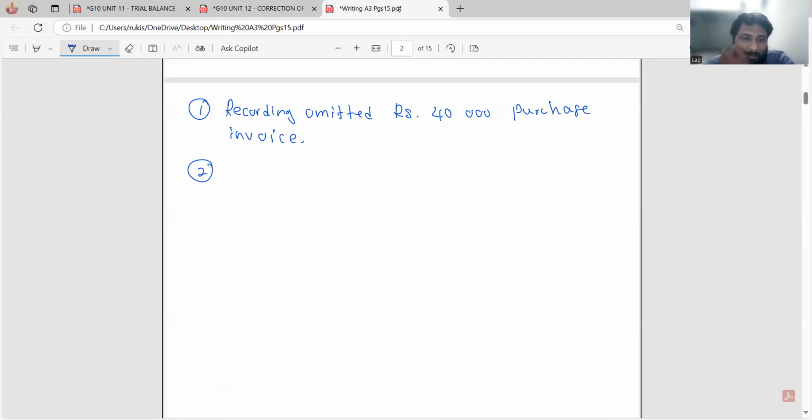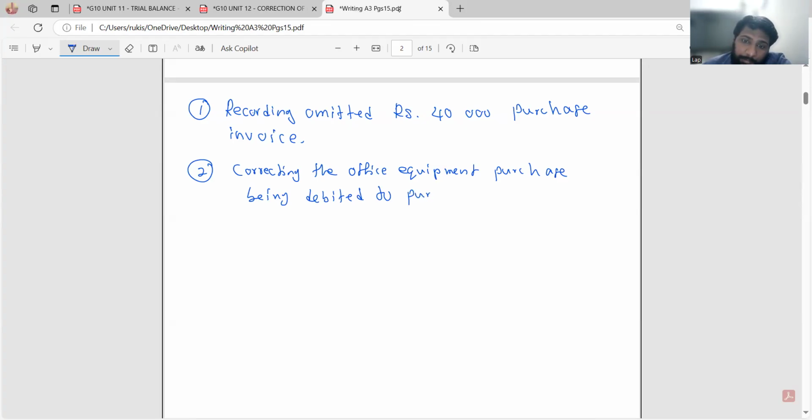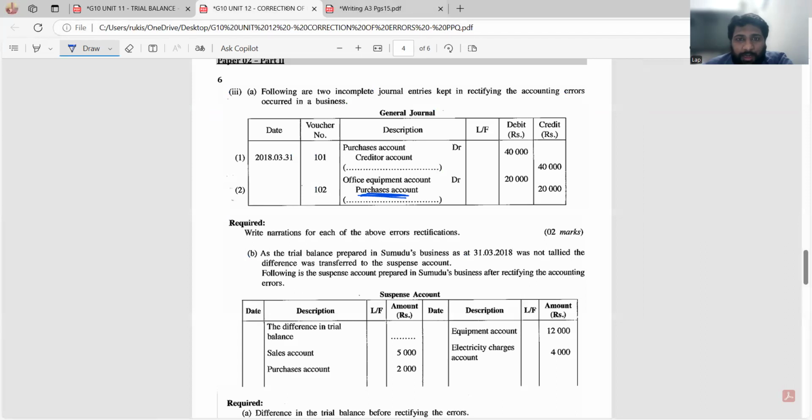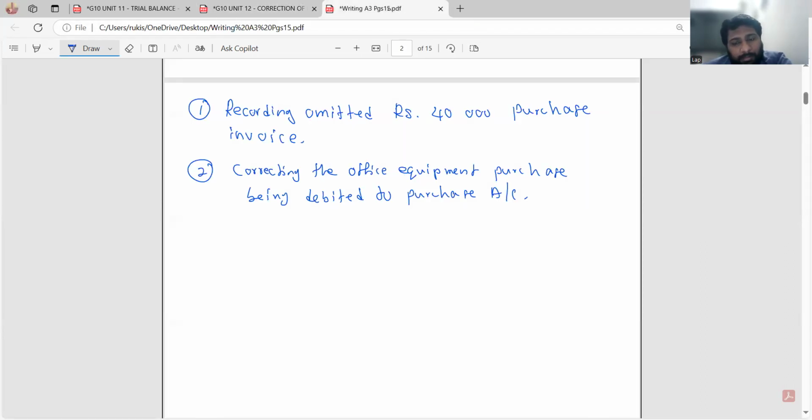So you can write: correcting the office equipment purchase for rupees 20,000 being debited to purchase.